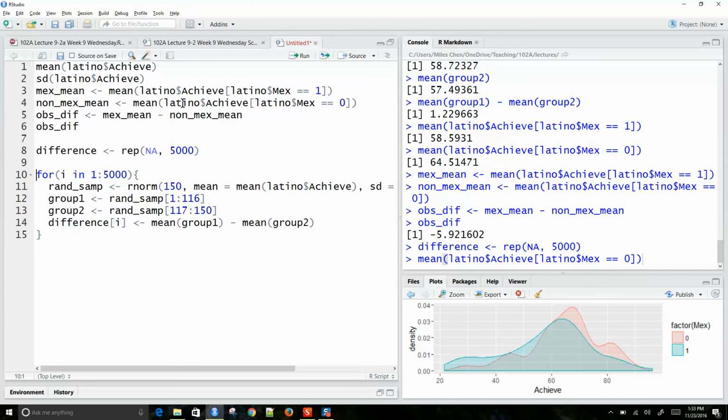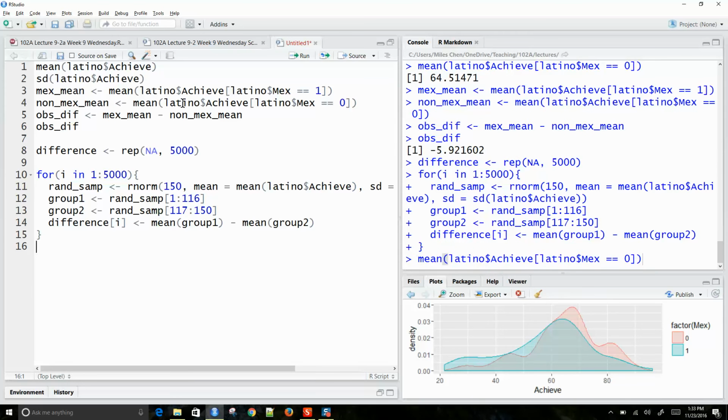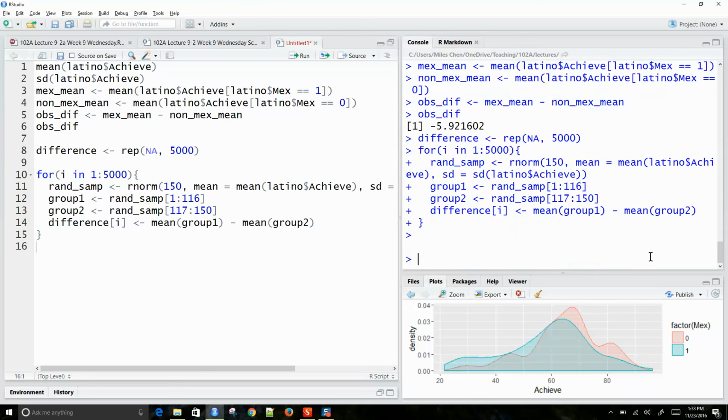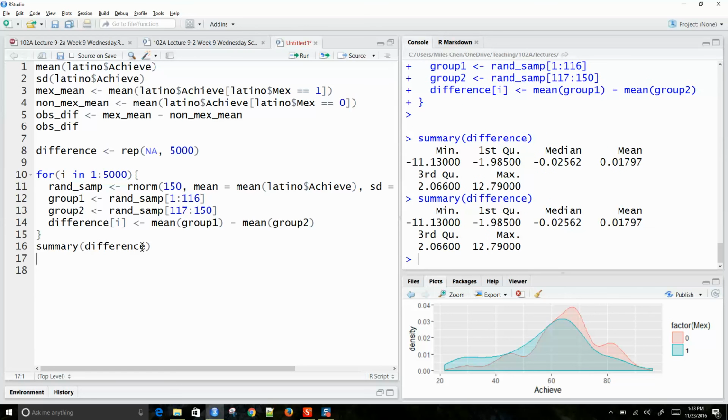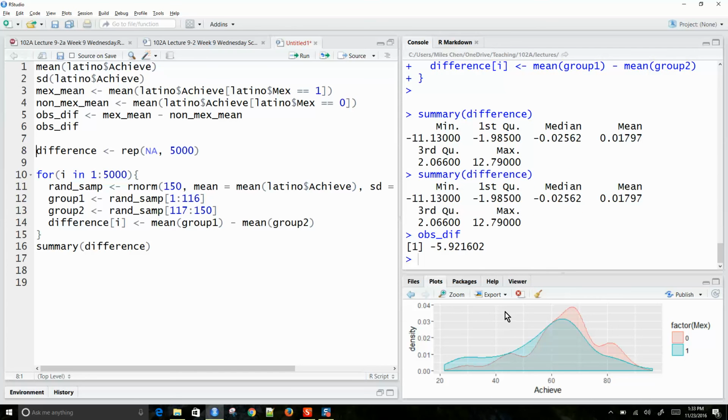Okay, so you have that, and then we'll run this thing, okay, and let's take a look. So we'll do summary of differences, and most of the time we're getting a difference of around 0, which is exactly what we'd expect. Okay, and the question is, how much was our observed difference again? It was 5.9. We want to know how often is the difference greater than 5.9, right?